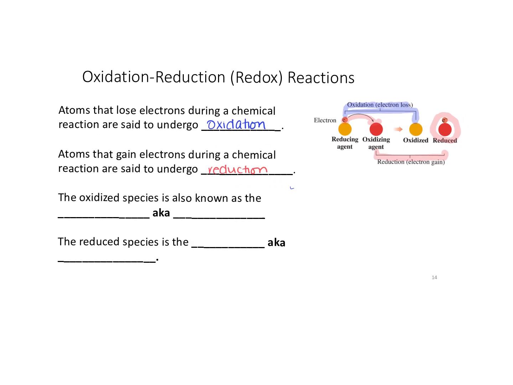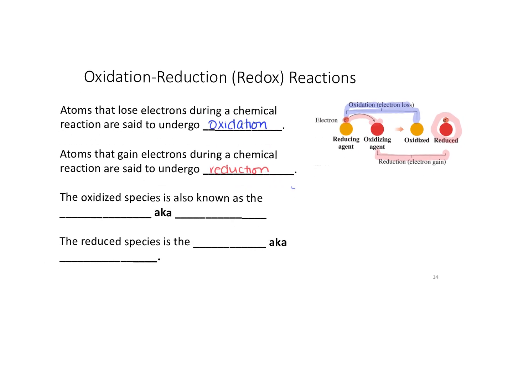What makes this somewhat complicated is that there are some other terms that describe what is being oxidized and what is being reduced. So the oxidized species that I have there in blue can also be called the reducing agent. We've got the oxidation here, and the chemical that undergoes oxidation is the reducing agent. It causes the reduction of the other thing. That's why it's called the reducing agent.